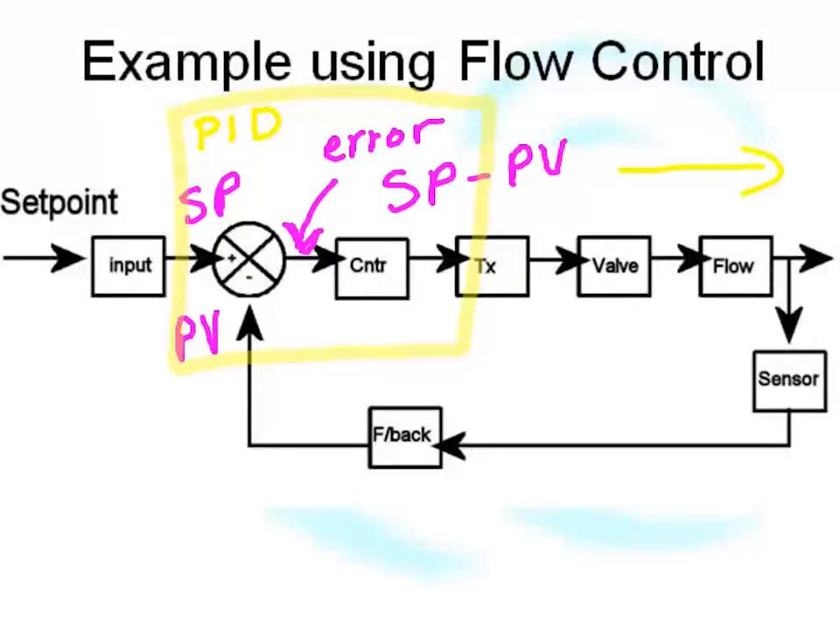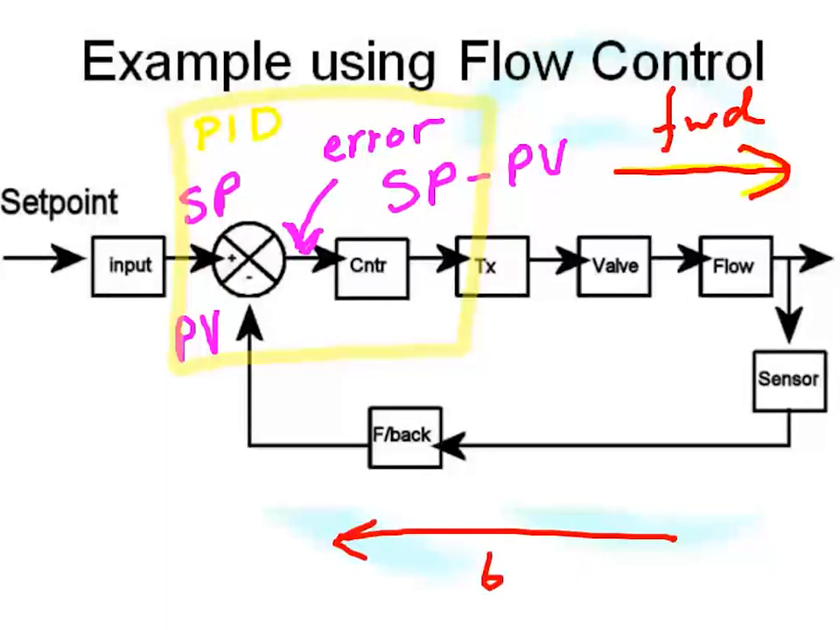All of this stuff here is going in the forward direction. This signal here is feeding back. So that's feedback because it's, well, feeding back. Okay. So that's a simple control loop drawn using function blocks.